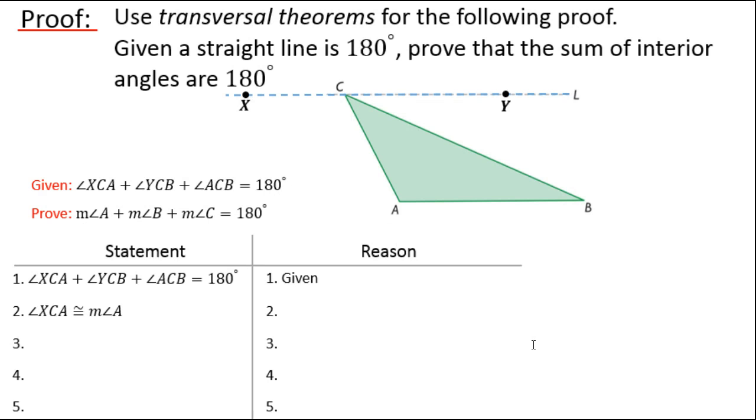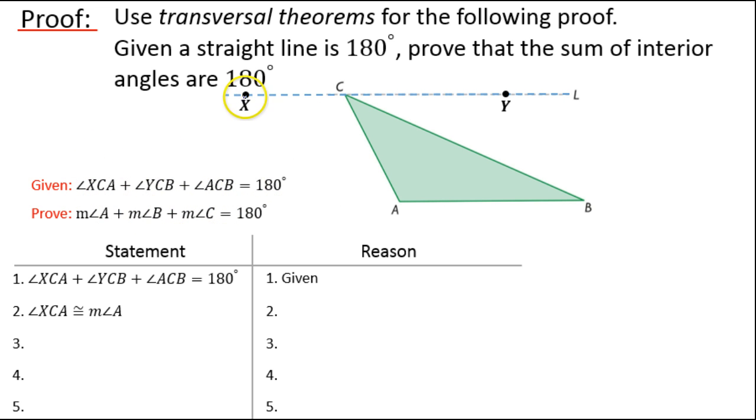Here is our very first proof. We're going to use transversal theorems for the following proof. Given a straight line, we know that it's 180 degrees. Prove that the sum of the interior angles of any triangle, this triangle, would be 180. Again, the sum of interior angles means if I add up A, B, and C, I should get 180 degrees. So this is the given information.